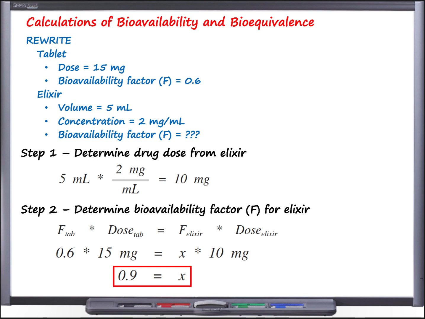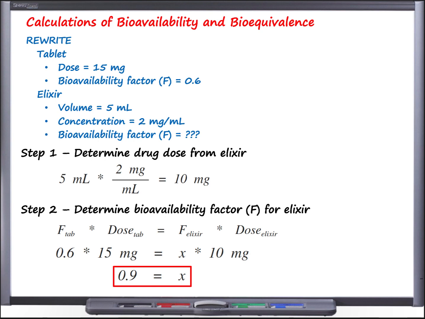Remember how I said that's the decimal representative of the bioavailability factor, but we can change that to a percentage. That means that essentially 90% of a dose from the elixir is absorbed, compared to the 60% of the dose from a tablet. So clearly liquids, in this case an elixir form of phenobarbital, is a much more effective way of getting drug actually into the blood. It's absorbed better from the liquid than it is from the tablet. And that's the case for many other drugs as well.